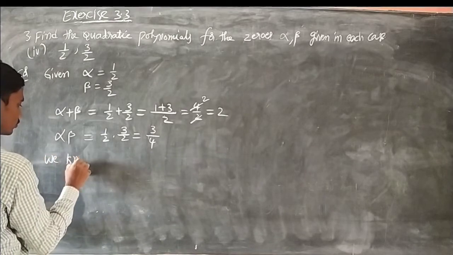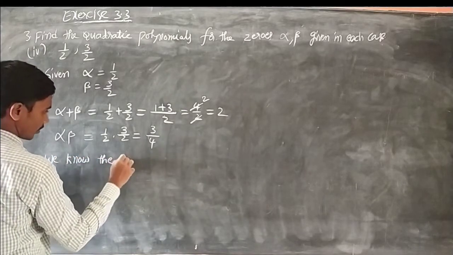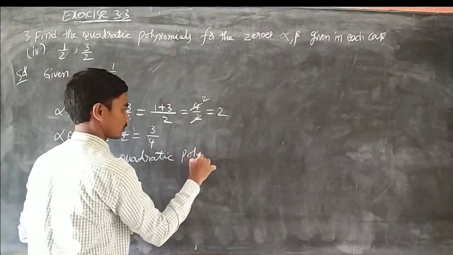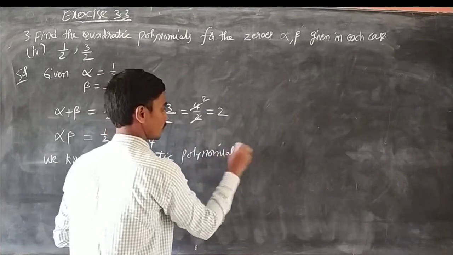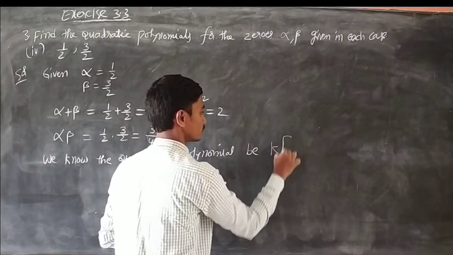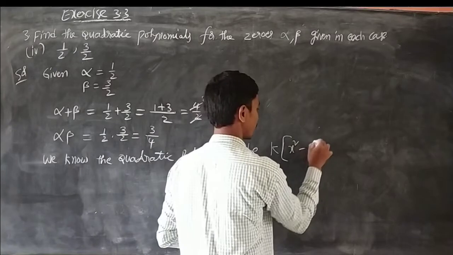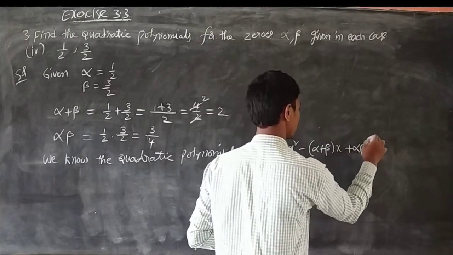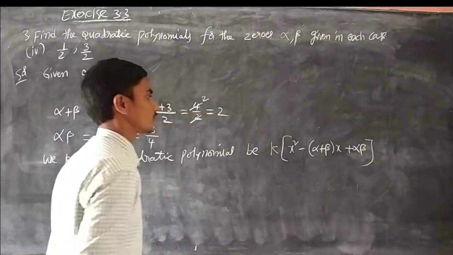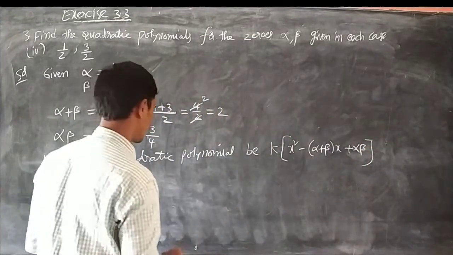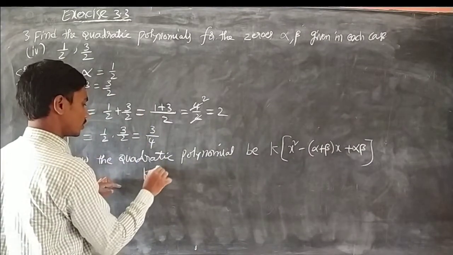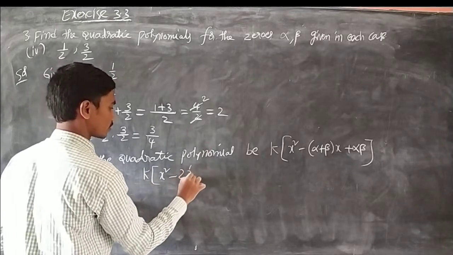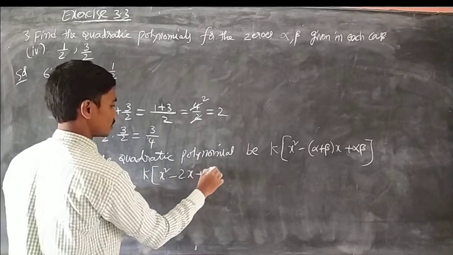We know the quadratic polynomial will be k into x square minus alpha plus beta into x plus alpha beta. By introducing the values of alpha plus beta and alpha beta, k into x square minus 2 into x plus 3 by 4.